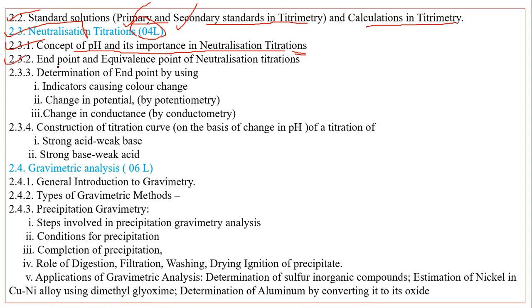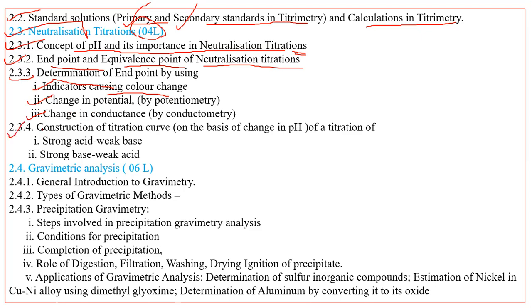Okay, now here we will learn what the end point of a titration is and what the equivalence point in the titration is. For that we are going to study neutralization titration. Now, determination of end point: how are you going to find out the end point? First, you can find it with the help of an indicator which changes its color. In potentiometry, the change in potential will help you find the end point, and in conductometry, the change in conductance will help you find the end point. Okay, so these are the things which we are going to learn.